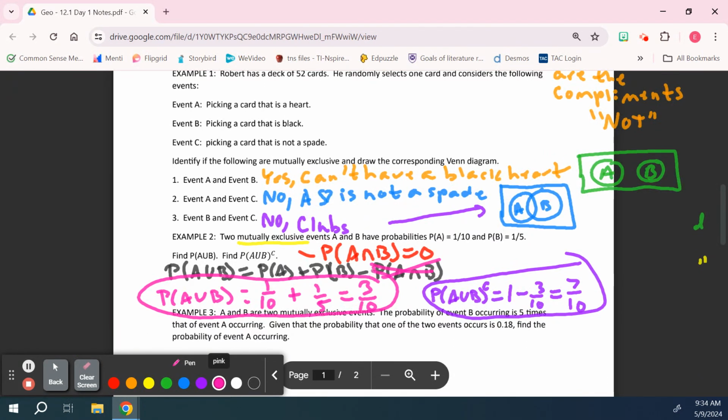Yes. Is 7 tenths the answer, or is the whole equation? Well, they asked you to find both. They asked you to find the probability of A union B, so that's in pink. So we found that 3 tenths, right? And then they said find the probability of A union B complement. That's taking 1 minus that probability of A union B. I'm sorry? It's just 7 tenths. Yes. Yes.